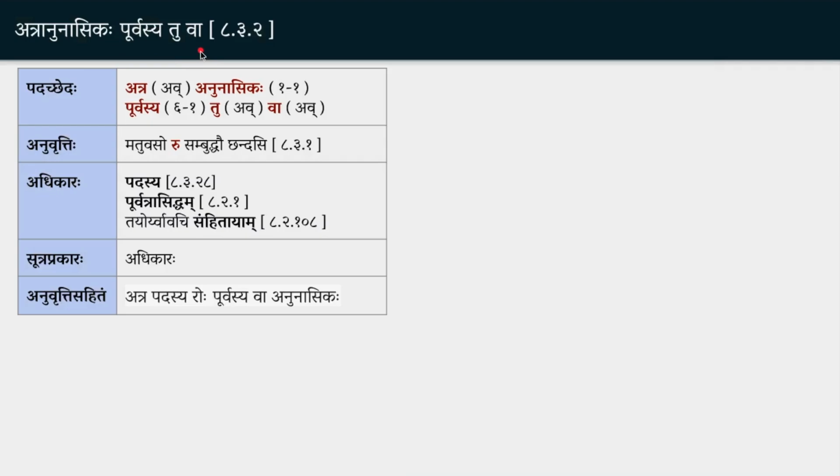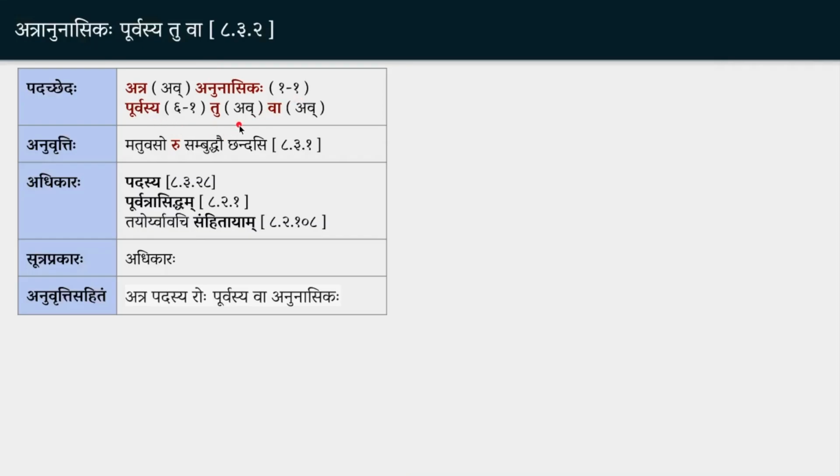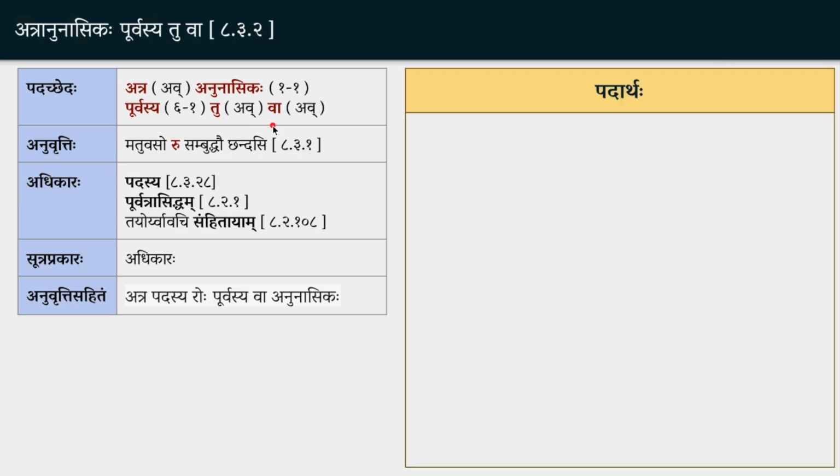So what it says is that there are 5 words. Atra avyayam anunasikaha pratama ekavachanantam rupam purvasya sashti ekavachanantam rupam tu avyayam va iti avyayam. Atra kim uchyate atra itinena asmin adhikare asmin rutva adhikare kim karaniyam iti uchyate. Atra, so it just starts with atra. Atra means in this particular adhikara.